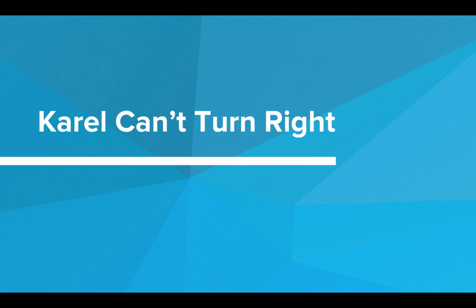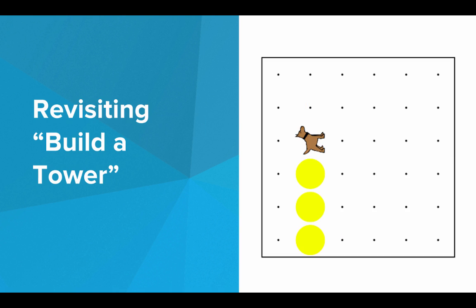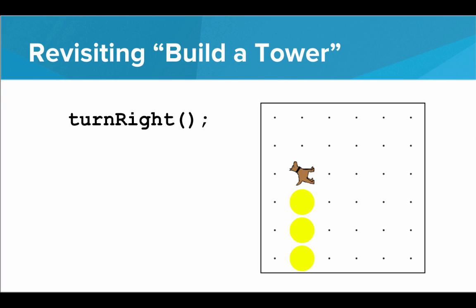Hi. In this video, we're going to talk about something you may have already noticed, and that is that Karel can't turn right. So let's revisit the build a tower problem. You may have gotten to a point in your program where you got Karel to the top of the tower and you needed Karel to face east, so you might have typed out turn right. And what you probably found is that that doesn't work.